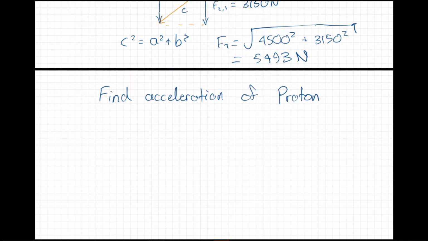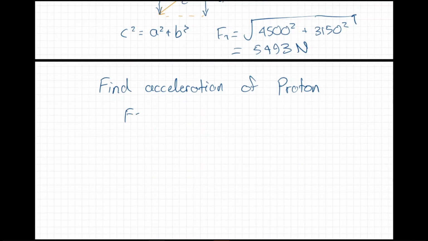But the acceleration at this point is F equals ma. Newton's laws still apply. Rearrange to give a equals F over m. The force is 5,493 newtons. The mass of a proton is in your formula and data book, I think. Yeah, what is it? I stopped listening after you said 1. Say again.